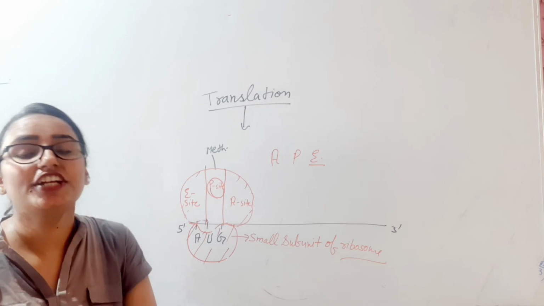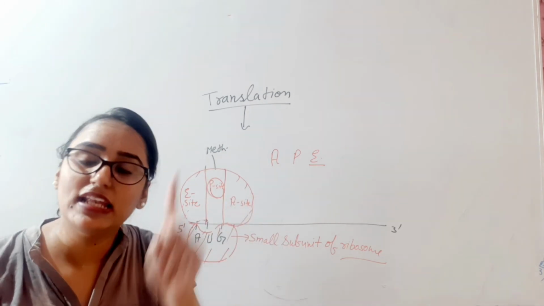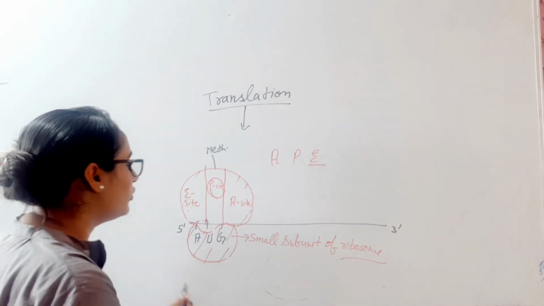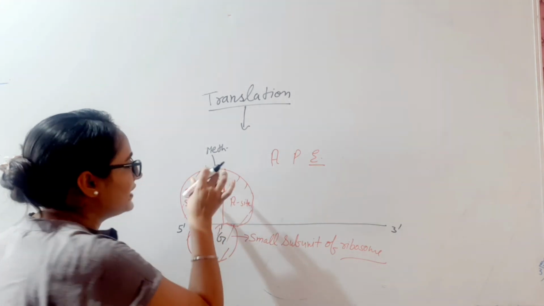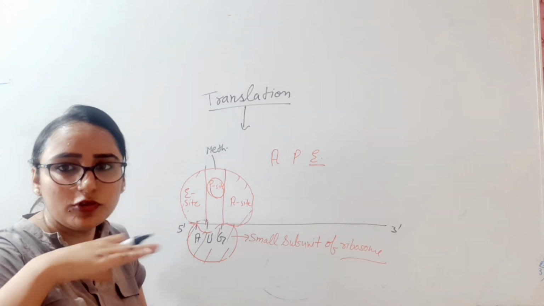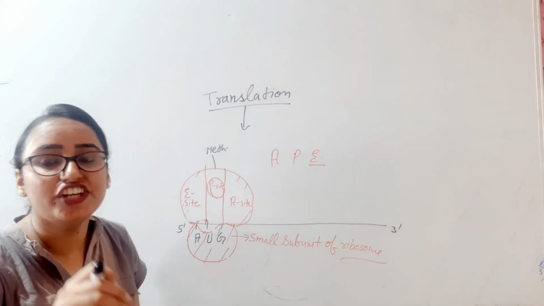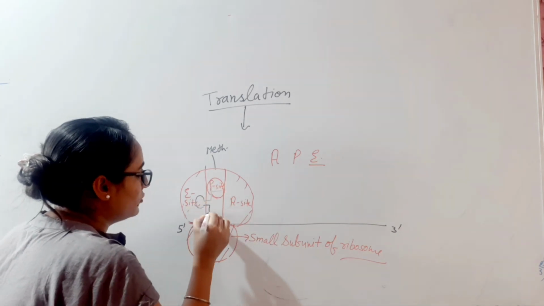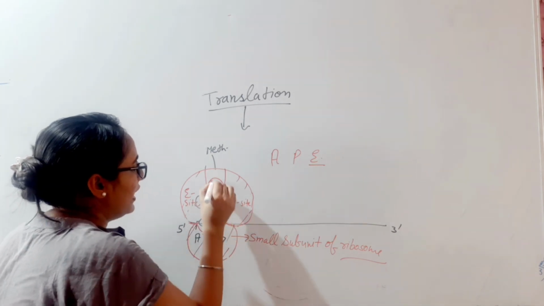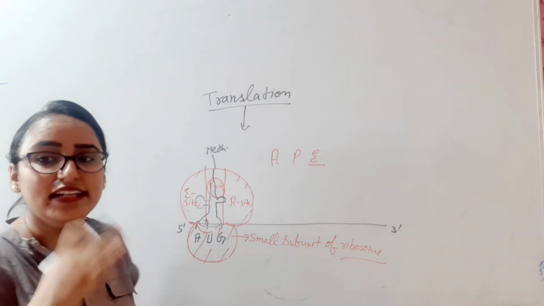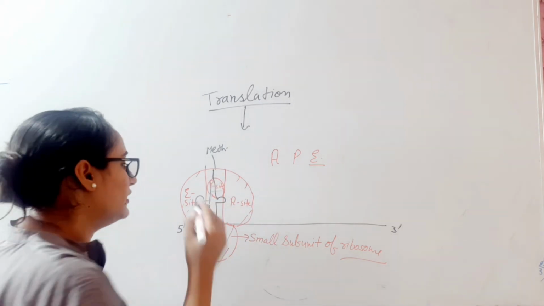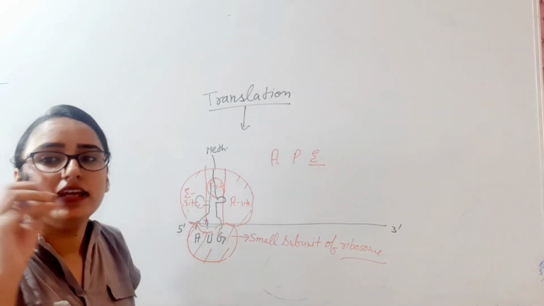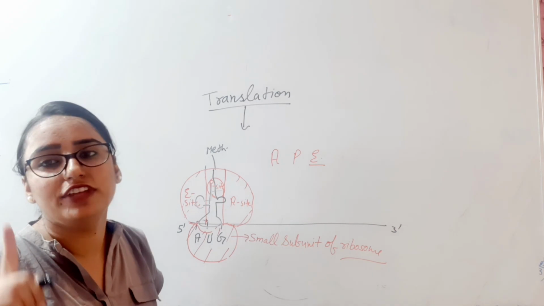See, the initiator tRNA comes before the large subunit joins the small subunit on the mRNA. So this large subunit lies on the mRNA so that the initiator tRNA comes into this P site before. So this is how the large subunit aligns itself on the mRNA. How does it align on the mRNA? That this tRNA comes into the P site of the ribosome.